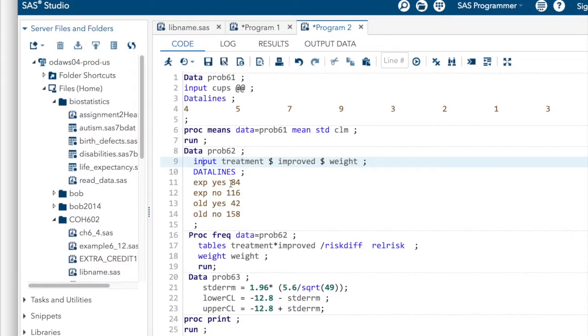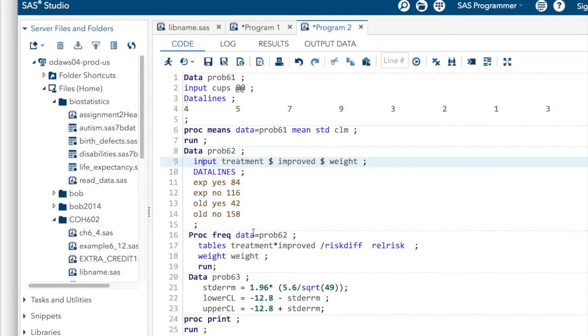There were 84 in the experimental group that showed improvement, which meant there were 116 that did not, right? Because 200 minus 84. There were 42 in the old placebo group that showed improvement, and 158 did not. Now, here's an interesting thing about the difference in proportions. That is the risk difference, right? Because the risk difference is the difference in proportions who had whatever event it was.